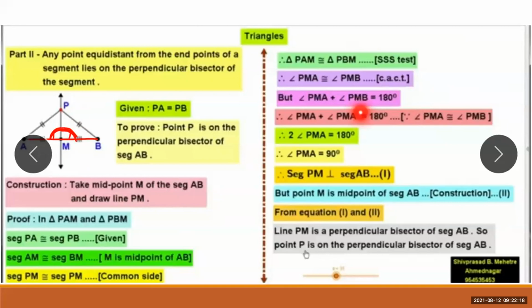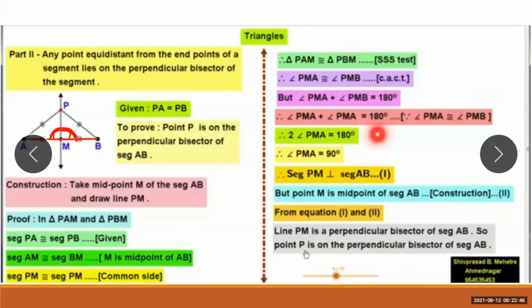Now we know the property of linear angles, that those are supplementary to each other. Supplementary means together they measure 180 degrees. So I have written angle PMA plus angle PMB is equal to 180 degrees. You can also write the reason here: pair of linear angles.